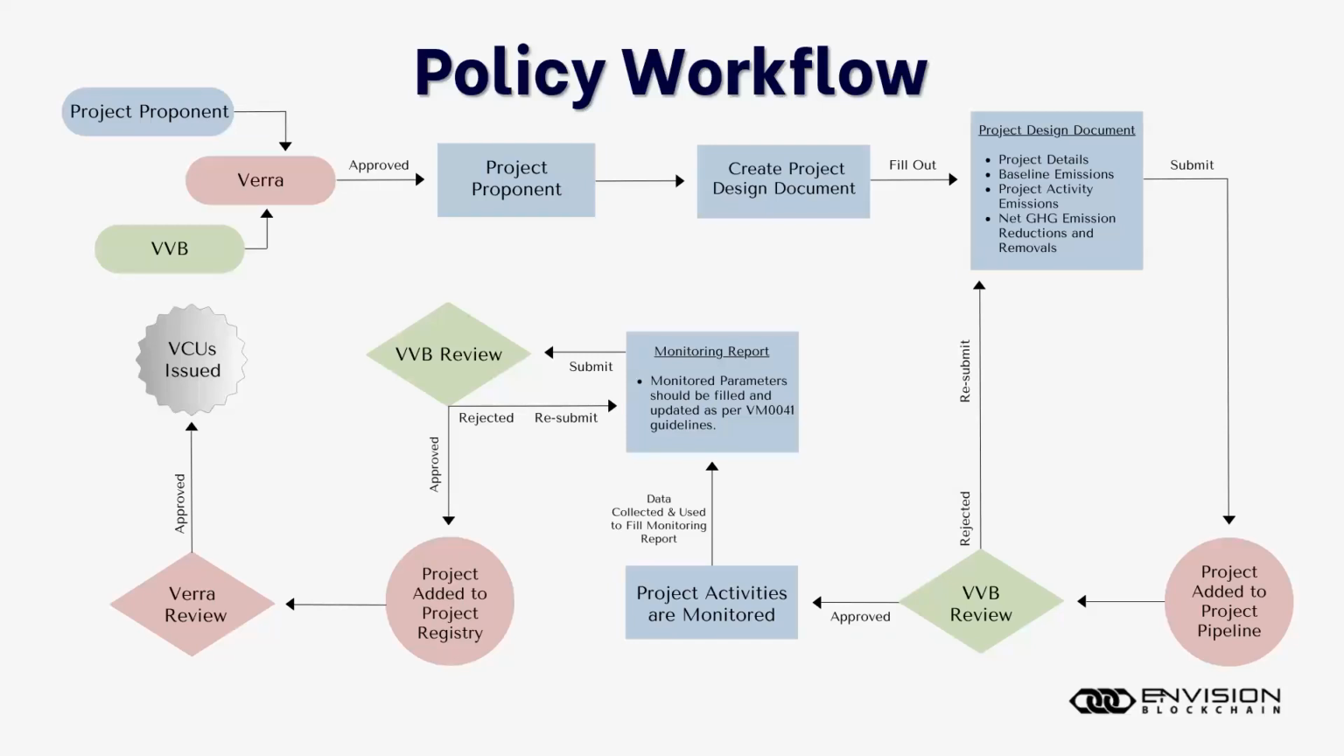And they would submit all that information. Verra would add the project to the project pipeline. Then the VVB can review, and they could either reject or approve that information that was submitted. The project activities begin monitoring, and this is when any parameter that falls under the monitoring of that methodology is tracked. So whether you have to monitor it monthly, yearly, or every 5 years, you should keep track of that and be updating it appropriately. Then you would submit your monitoring report, and the VVB will then review that and reject or approve it. Then Verra would add the project to the project registry, do a review, and if it's approved, then the VCUs are issued.